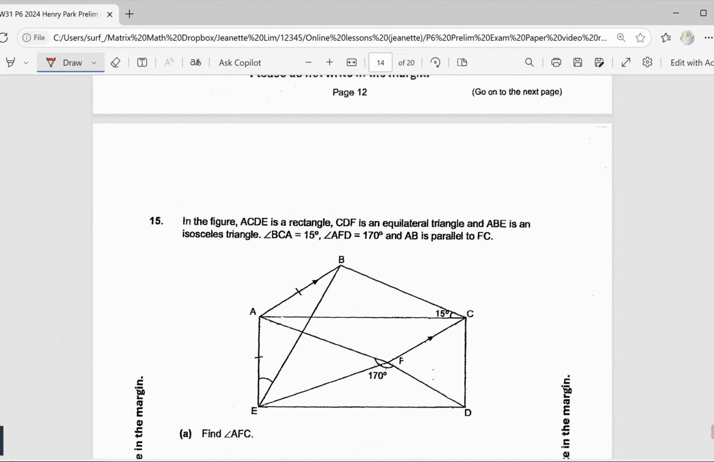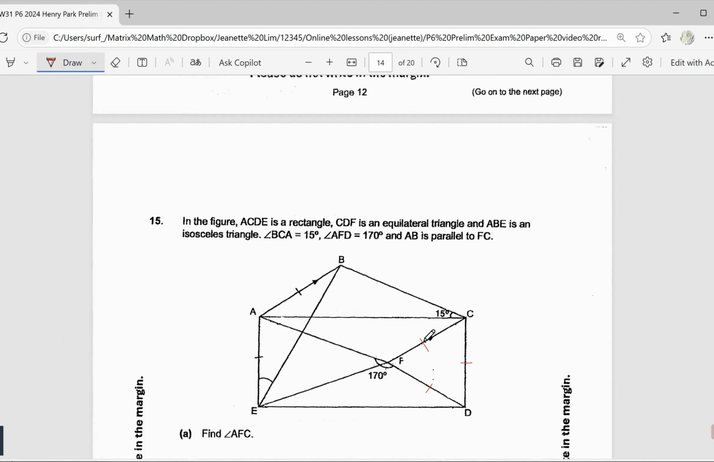Okay, question 15. In the figure ACDE, it's a rectangle. CDF is an equilateral triangle. Let's mark that out. CDF. Then we have isosceles triangle ABE, for which the sides are already marked as equal. And we have 15 degrees BCA, AFD 170, AB is parallel to FC as marked out.